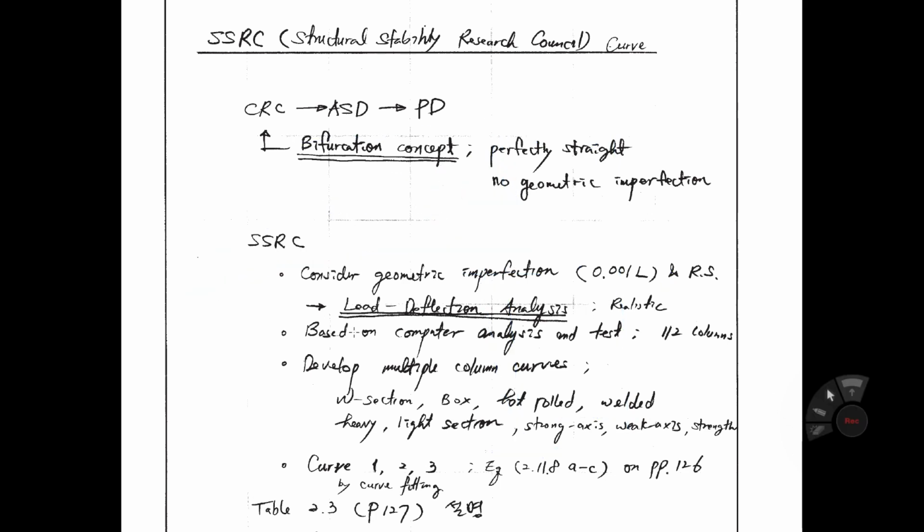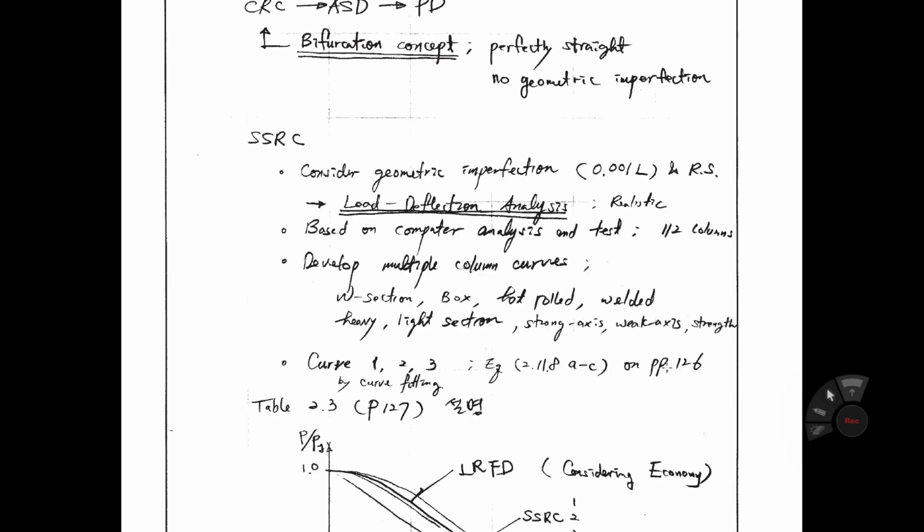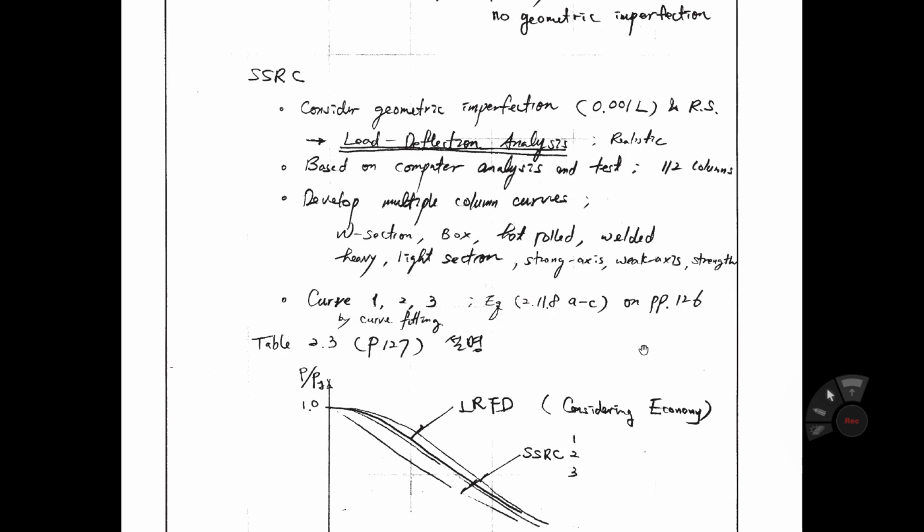In developing the SSRC curve, they used computer analysis and tests for 112 columns. So they developed multiple column curves: wide flange section, box section, hot rolled section, rail section, heavy section, light section. Heavy means the thickness is thick. Light section means the thickness is thin. Regarding strong axis and weak axis, they developed multiple column curves using 112 columns. If you see page 126, you can see curves 1 to 3 based on equation 2.11.8 AC.